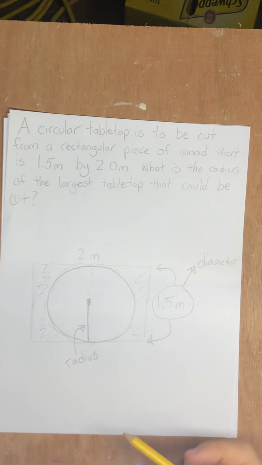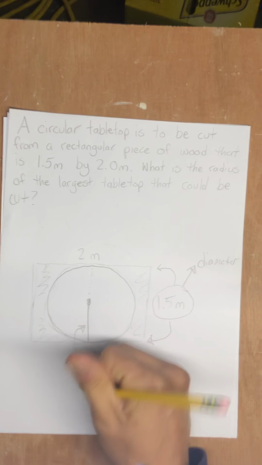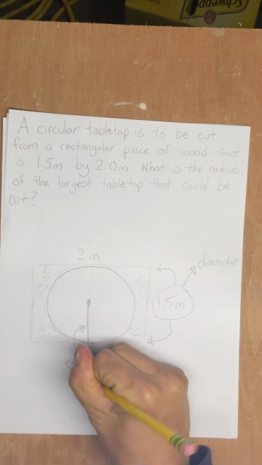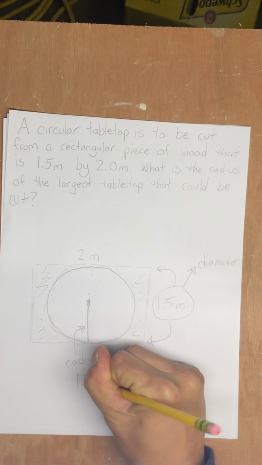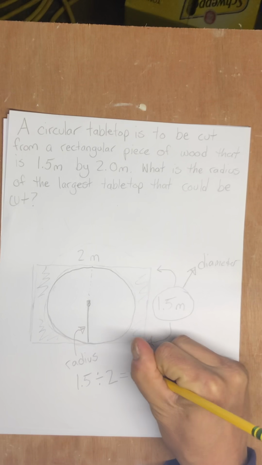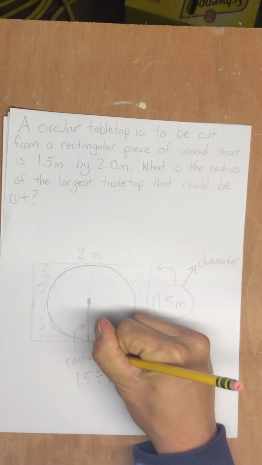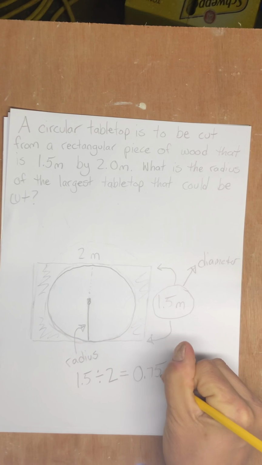So as we remember from last day, if I have the diameter and I want to find the radius, well, all I need to do is just divide that number by 2. So I do 1.5 divided by 2, and that is 0.75. So that means my radius, this number here, is 0.75.